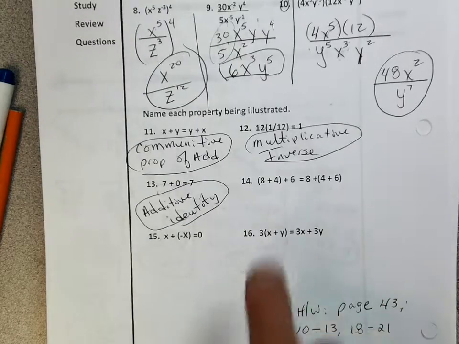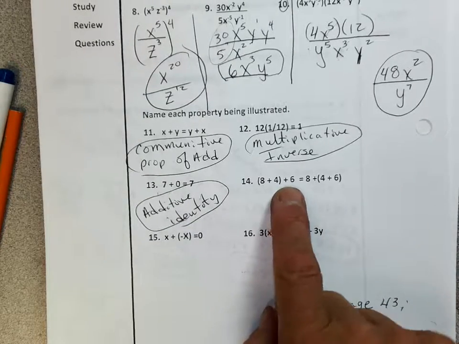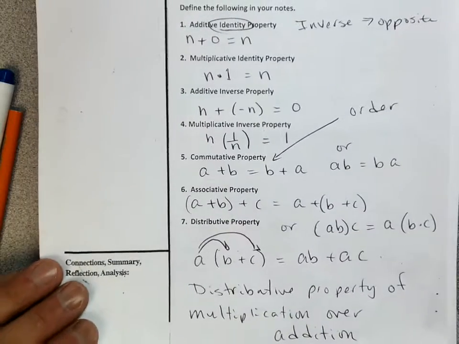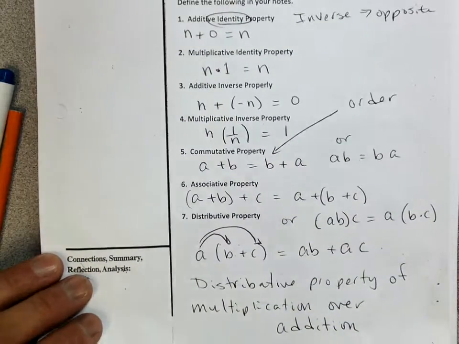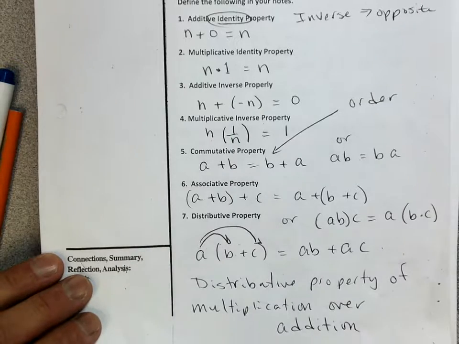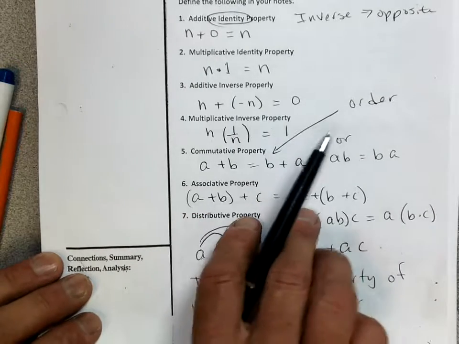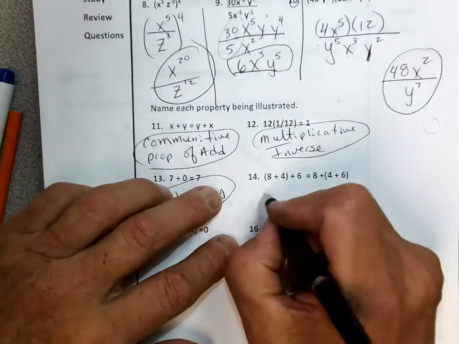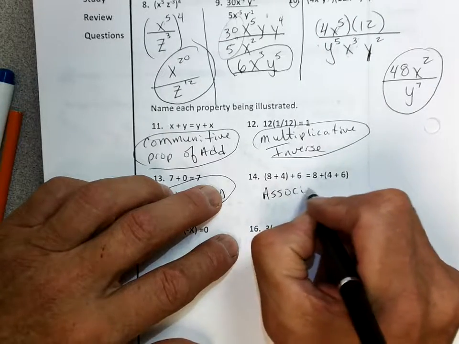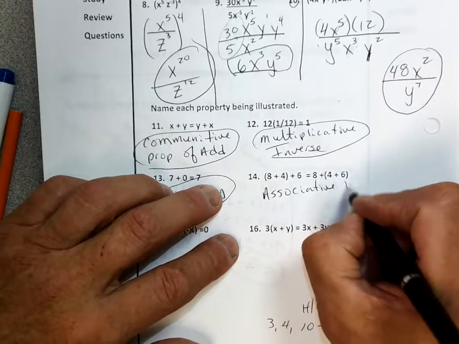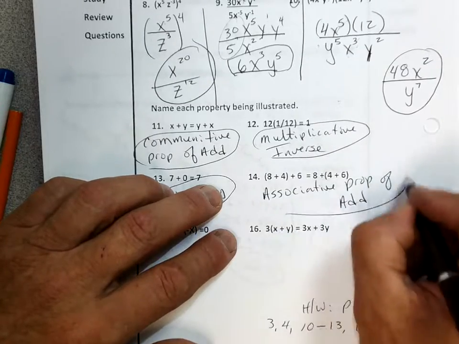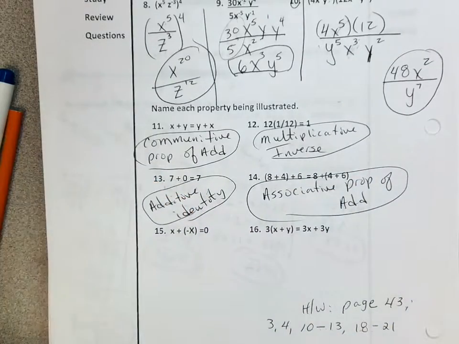14. 8 plus 4 plus 6 equals 8 plus 4 plus 6. Let's look at my notes. Do you see it? Yeah, you see the parentheses, how the parentheses got shifted? See how the parentheses got shifted? Same thing here. So it's the associative property of addition. Prop of addition. Okay, and as long as you have these, you guys are good.